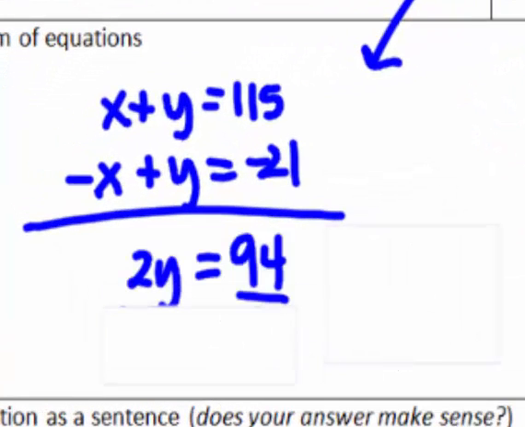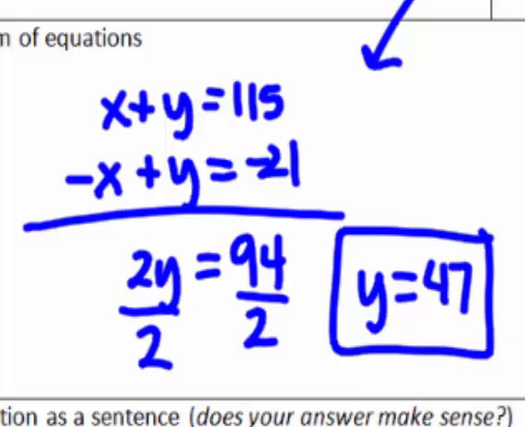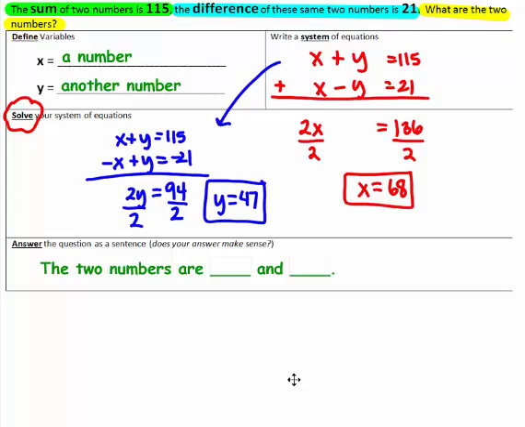Now we can add the two equations together, divide by 2 on both sides, and we come up with our other number. And so then from here, you can go back and double check, right? Just on your calculator, add the two numbers, make sure you get 115, subtract big minus small, make sure you get 21. And then you can fill in your blanks in your sentence frame that you already wrote. The two numbers are 47 and 68.